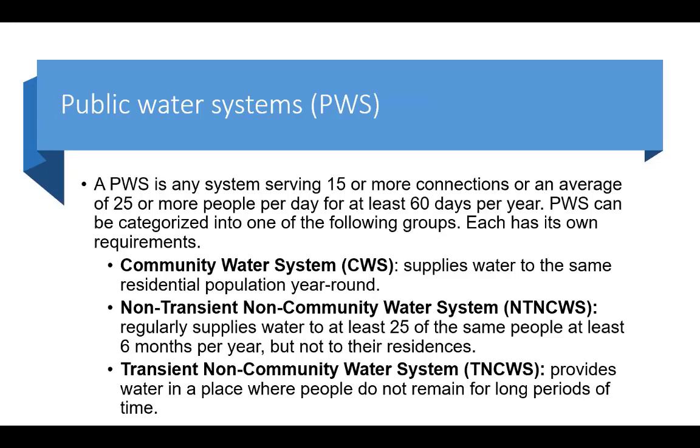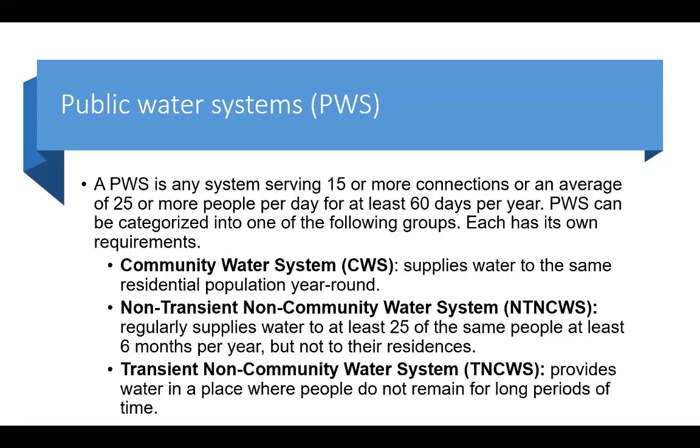You can also have non-transient, non-community water systems, and these regularly supply water to at least 25 of the same people at least 6 months of the year, but not to their residents. So this could be a school or a factory or a hospital that has its own water supply, but it's not providing water to any residents. MSU, because it provides water to a residential population on campus, is a community water system.